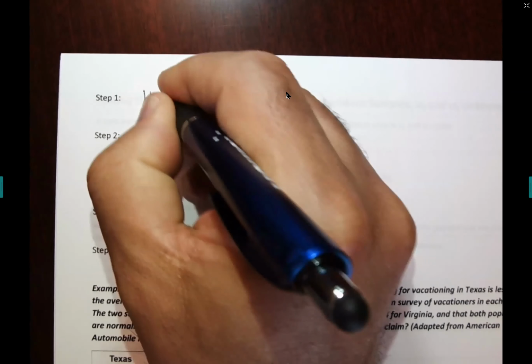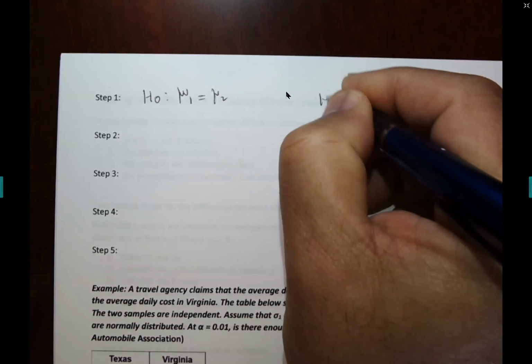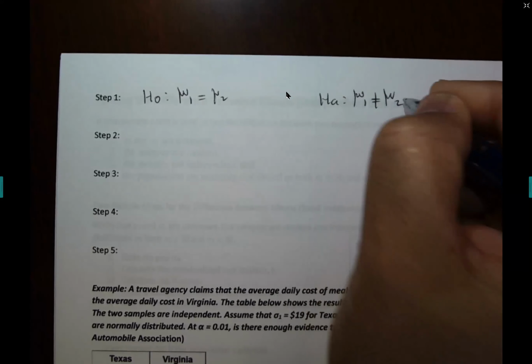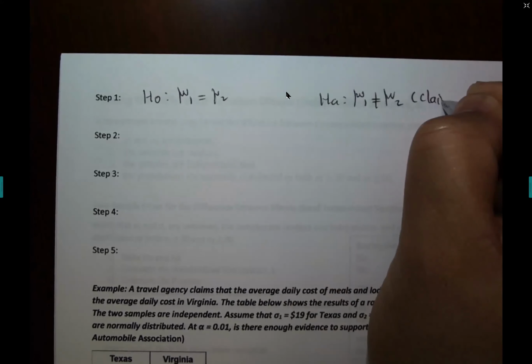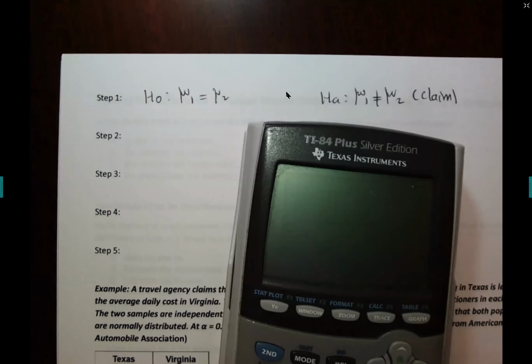H0: mu1 equals mu2. HA: mu1 is not equal to mu2. And this is the claim. Step 2, we're ready to use the calculator for this step. And let me show you the test.